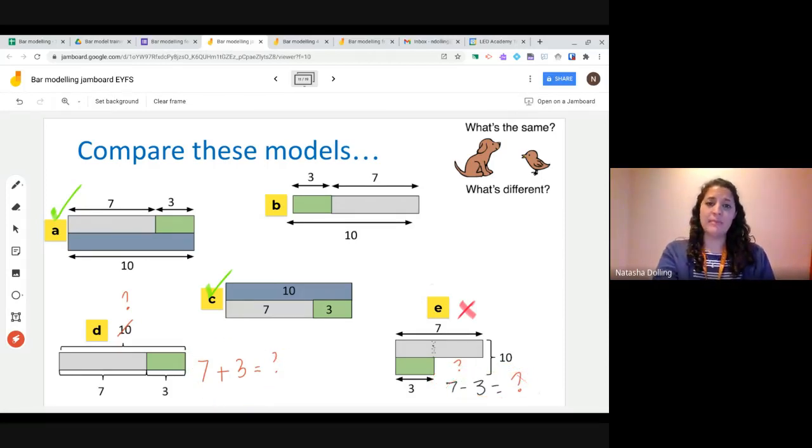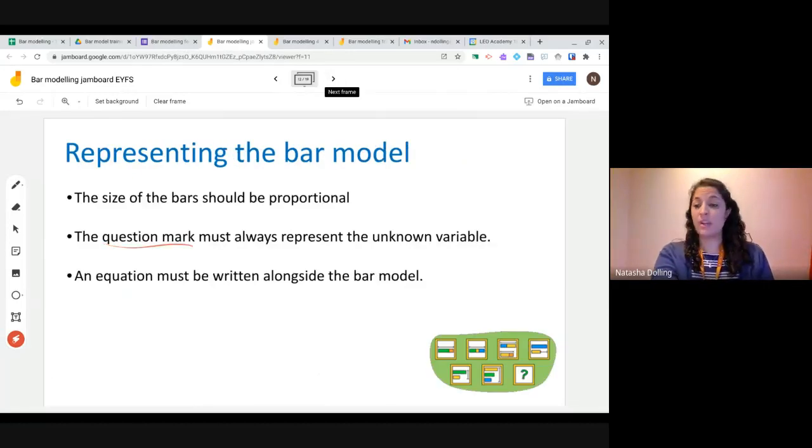And that's why it's really important that your question mark is representing what is the unknown variable in your bar model. Is it the part? Is it the whole? And an equation must be written alongside the bar model. Now, if you're in early years, don't think you have to be writing sort of missing number boxes next to your bar models. That's not the case. However, what you're going to be doing is laying the foundation work for the future years that will be writing equations alongside bar models.